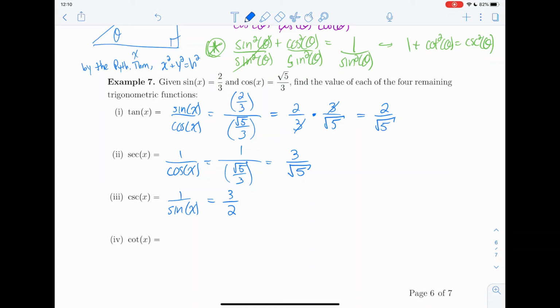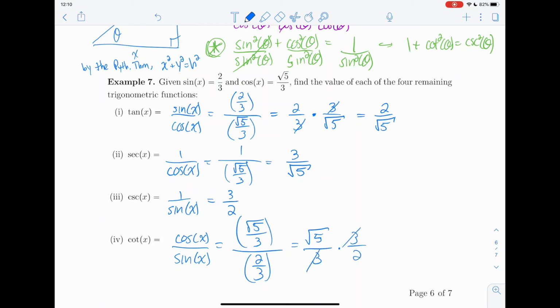So when in doubt, start with the data that's given to you. So I might just go back to the beginning and recognize cotangent is the same as cosine of x over sine of x, which is the square root of 5/3 divided by 2/3. Again, keep change flip, right? We get the square root of 5/3 times 3/2. 3's cancel, and I'm left with square root of 5/2, which is the reciprocal of the 2 over √5 we had above. But again, we got there by using only the data given, and so if we made a mistake on the previous part, we didn't just perpetuate our mistake.